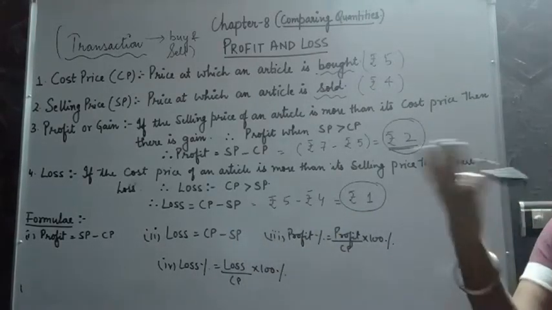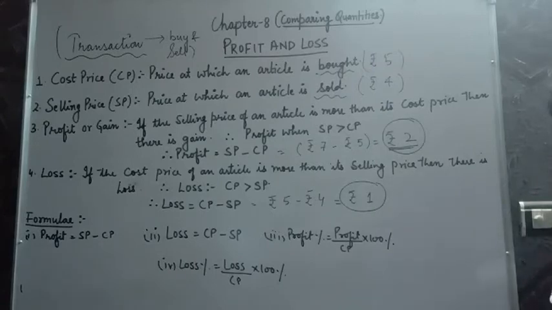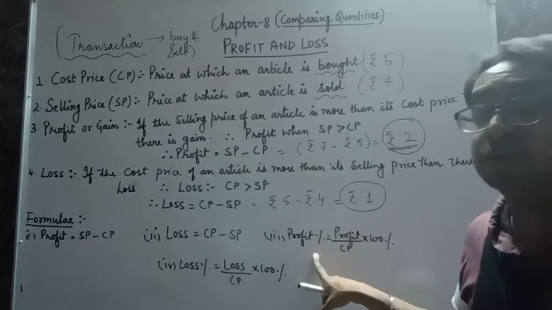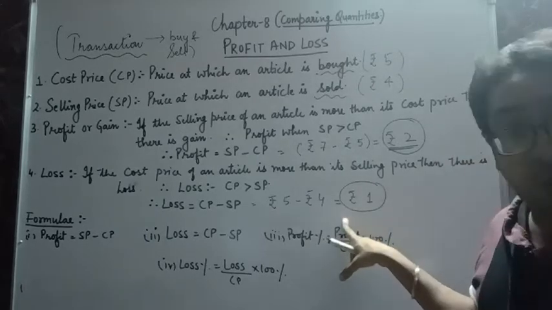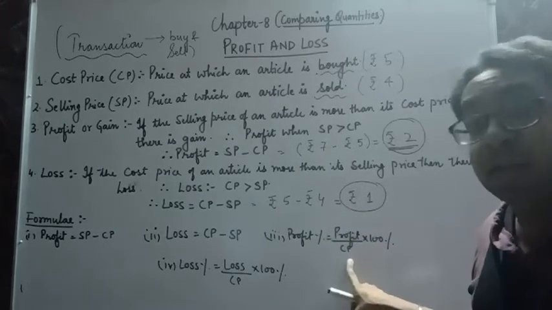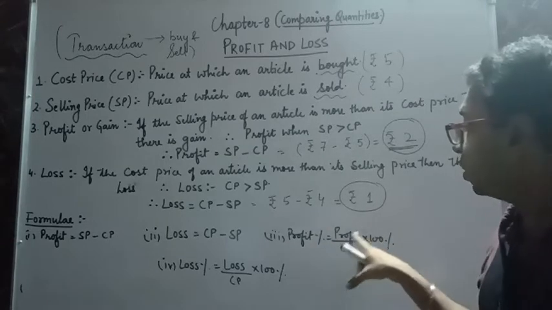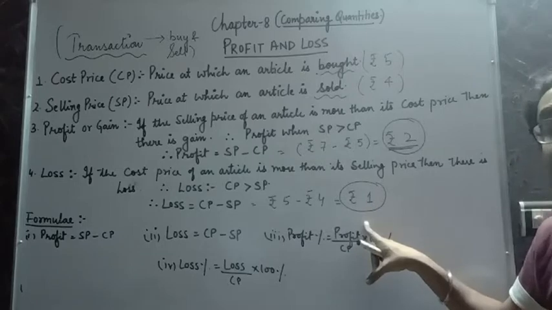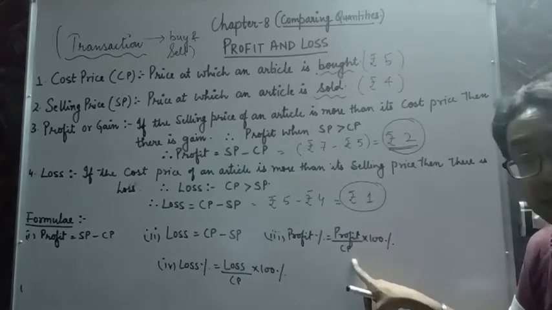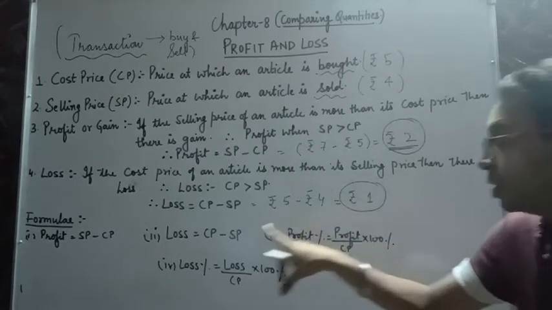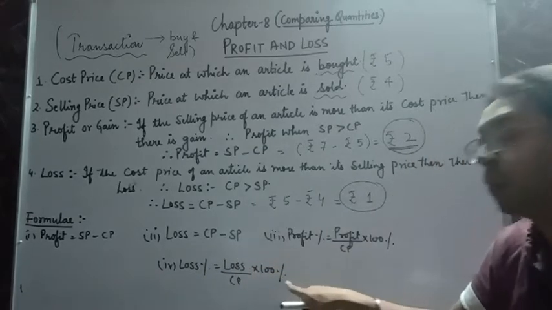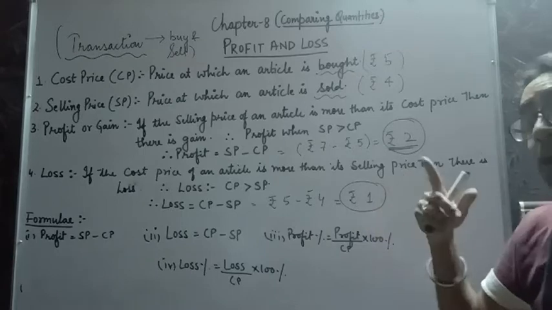Now, profit percent. Sometimes the person may ask what profit percent you got on that purchase, on that transaction. I told you in percentage, what was the formula of percentage? Required quantity upon the original into 100%. What is the required quantity? If we are talking about profit percent, the required quantity will be profit upon CP into 100%. Similarly, loss percent will be loss upon CP into 100%. Clear?